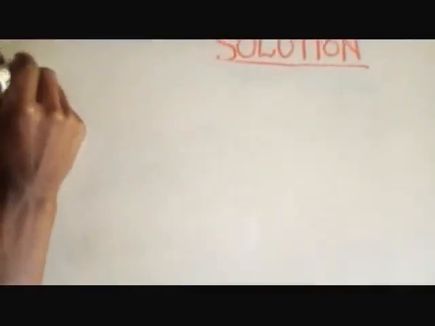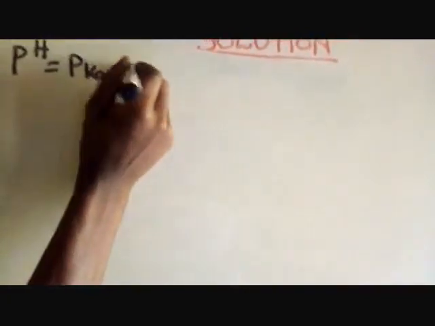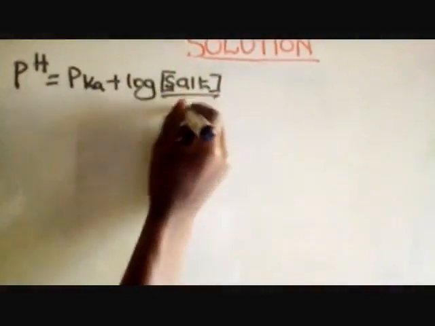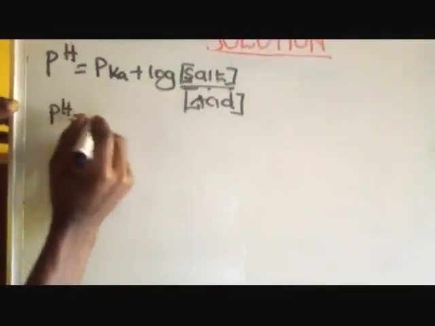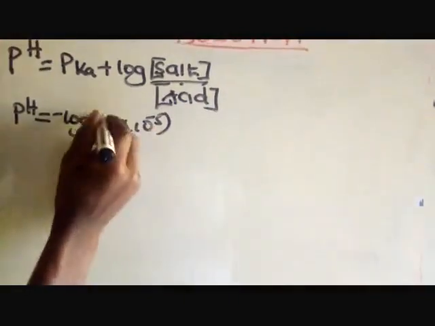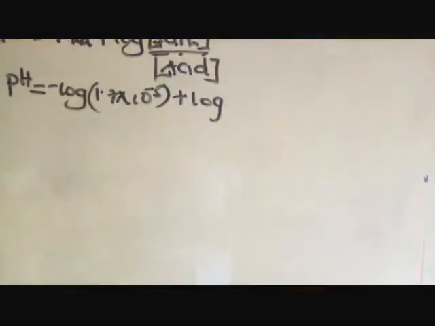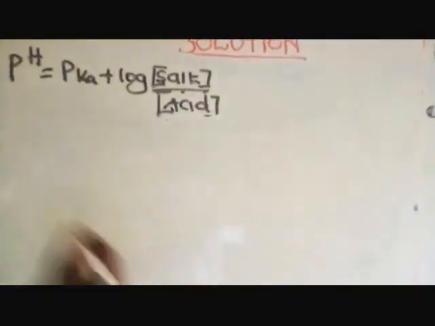Don't forget it. Don't become tired of writing it. pH equals pKa plus log of the concentration of the salt out of the concentration of the acid. Now here we are going to bring our values there. Our pH is equivalent to negative log of the Ka of the acid, which was like that. Then plus log of our new salt concentration, which is 0.049 out of, bring our values we have got from there.